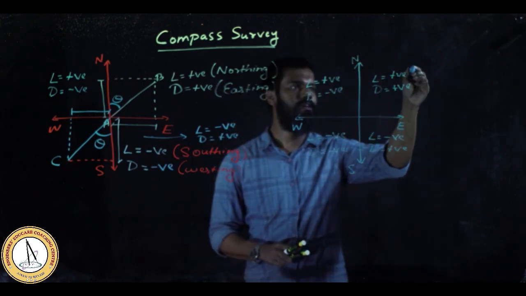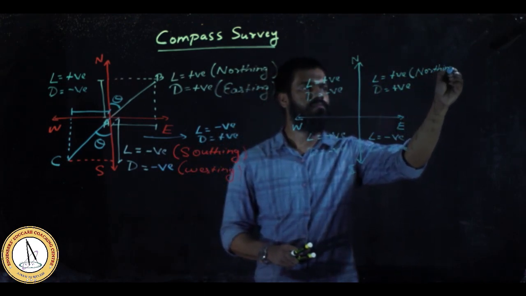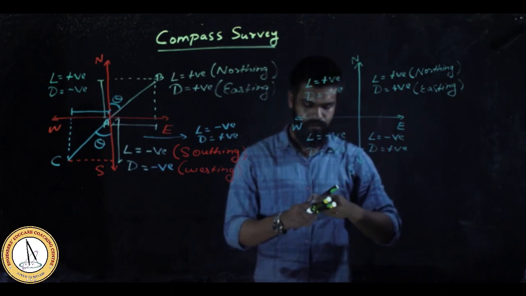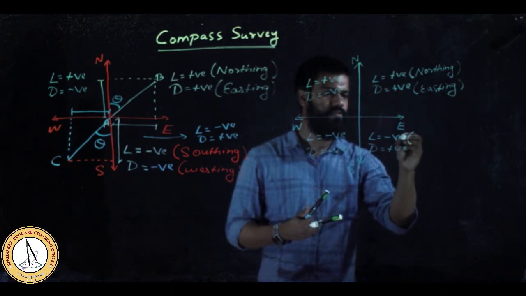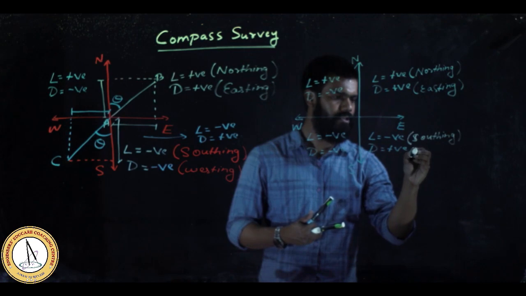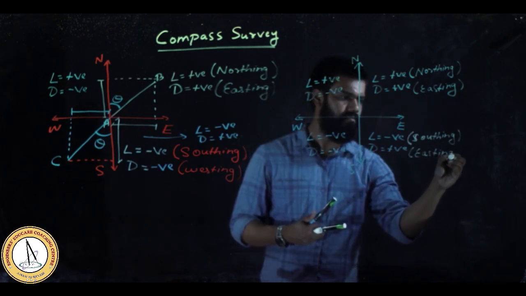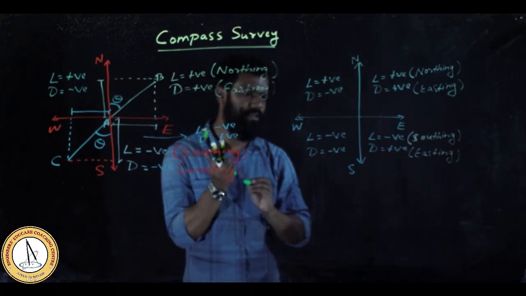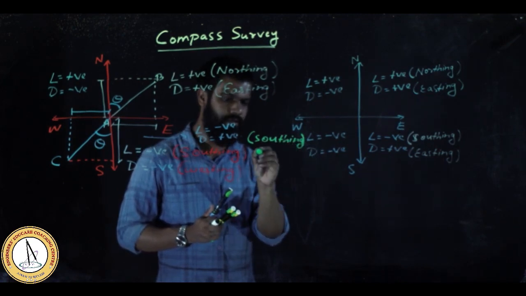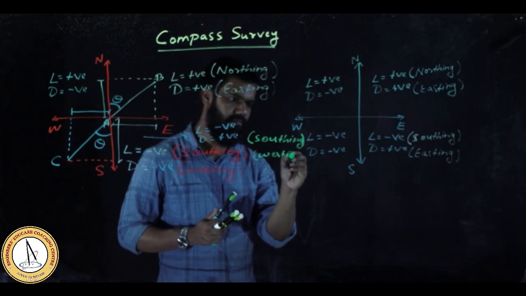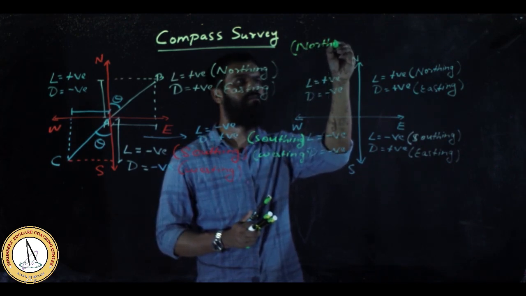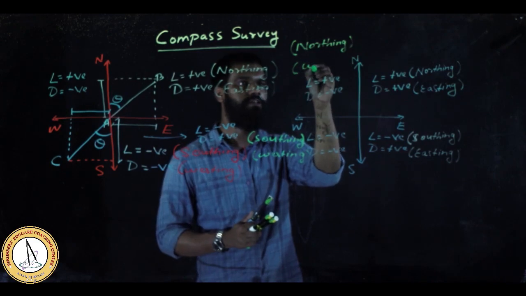So here latitude we can say northing, and departure we can say easting. Here latitude will be southing and departure will be easting. Similarly, in this one, latitude will be southing and departure will be westing. And finally, in this one, latitude will be northing and departure will be westing.